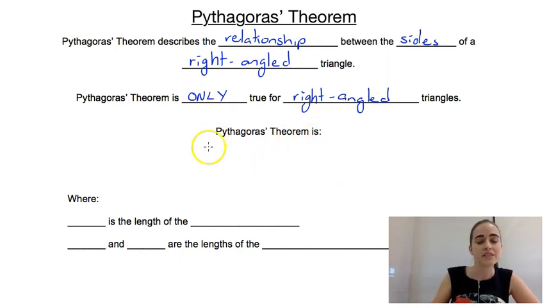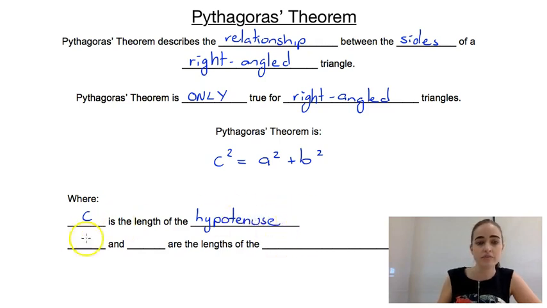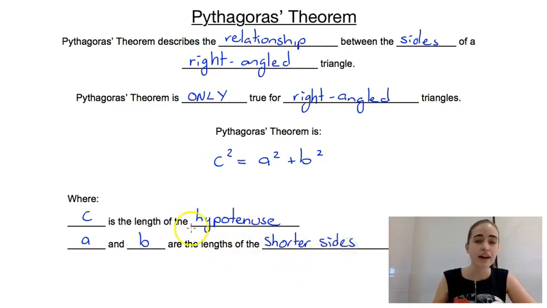So Pythagoras' theorem is written as c squared is equal to a squared plus b squared. So c, a, and b are all going to be numbers. C is going to be the length of the hypotenuse. So we know that that's the longest side of our right-angled triangle. And A and B are going to be the lengths of the shorter sides. So they're the lengths of the other two sides, and it doesn't matter which one's A and which one's B, as long as C is the hypotenuse.